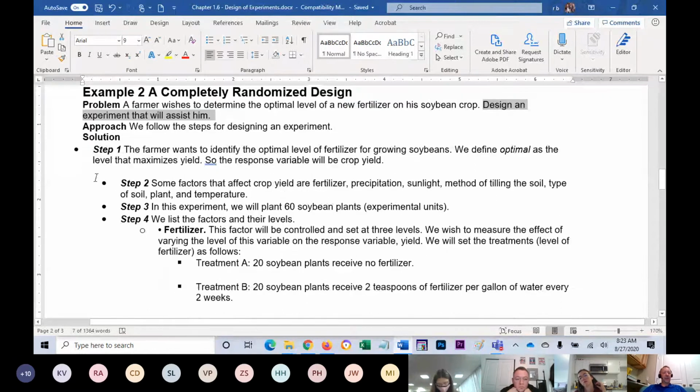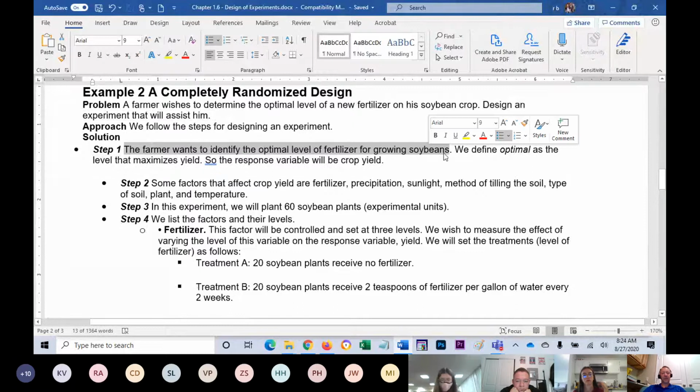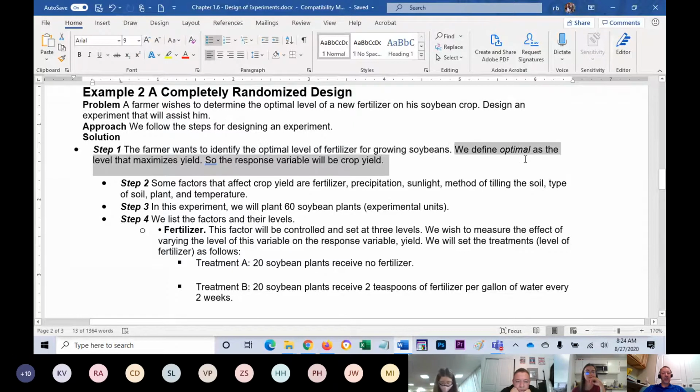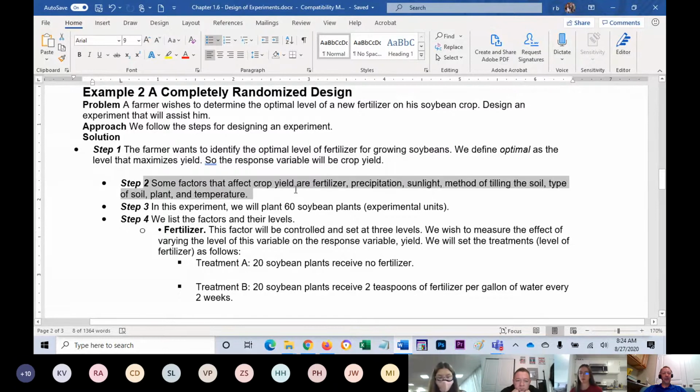So here are the steps we're going to follow. The farmer wants to identify the optimal level of fertilizer for growing soybeans. We identify optimal as the level that maximizes the yield. Okay, so we're not talking about plant growth or anything. We want to have the most beans. So the response variable in this case is crop yield. Some factors that might affect crop yield are obviously fertilizer, precipitation, sunlight, the method for tilling the soil, the type of soil, the plant, and the temperature.